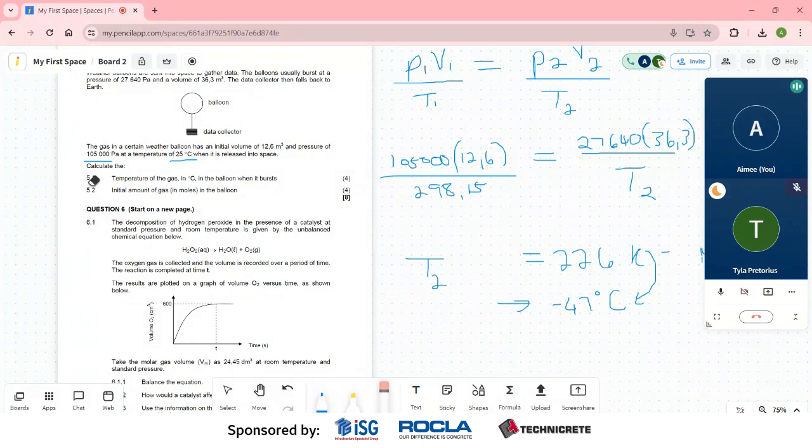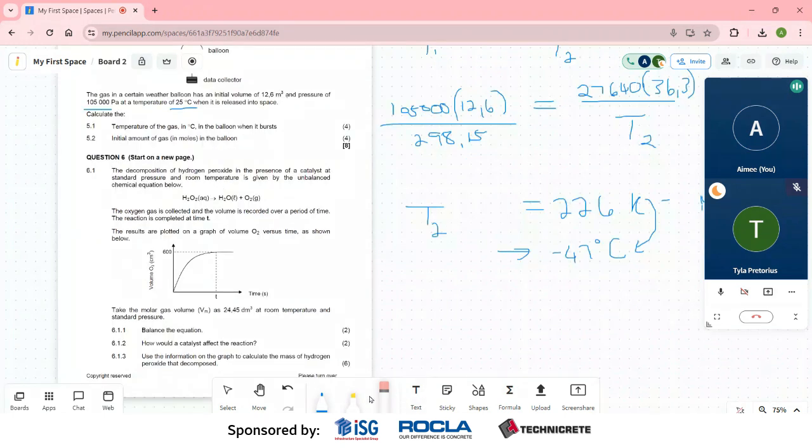Okay, so that's the answer for 5.1. The temperature at which it bursts is negative 47 degrees Celsius. And then our final question is, what was the initial amount of gas in the balloon? So you know that there's only one pressure volume formula that takes moles into consideration. And it just means that we're now using this formula with all of our initial information because they want to know what the moles were initially. So we have to use this.